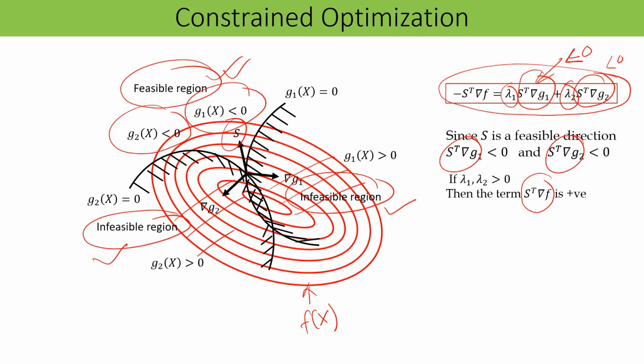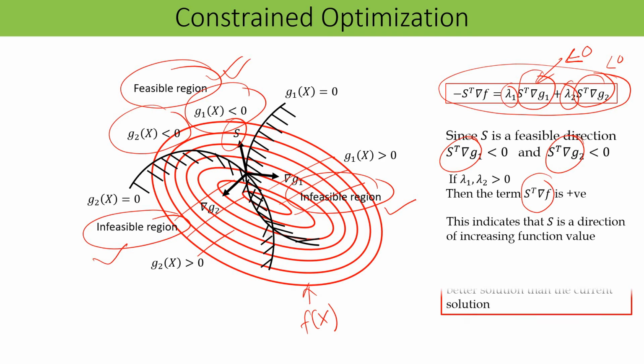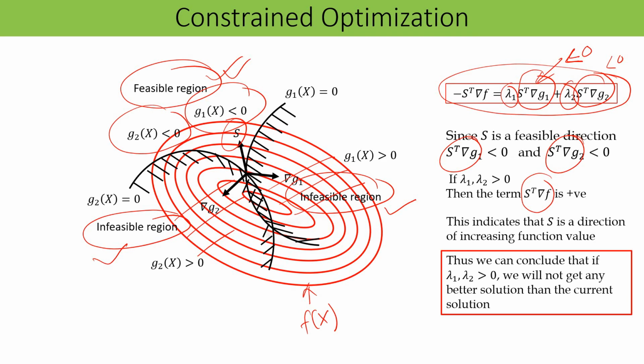But if you recall, what is our problem? Our problem was a minimization problem. So that means I would like to minimize the function. If you are at whatever current point you have and you go along that direction, the direction is feasible, but in that direction the objective function value will increase. Therefore whatever current solution you have, that is the optimal solution. And this indicates that s is a direction of increasing function value. Thus we can conclude that if lambda 1 and lambda 2 are greater than 0, we will not get any better solution than the current solution. Or otherwise I can say that at the optimal point lambda 1 and lambda 2 should be greater than 0.